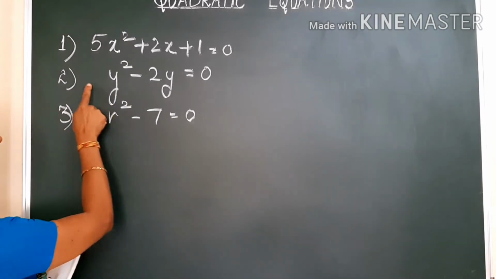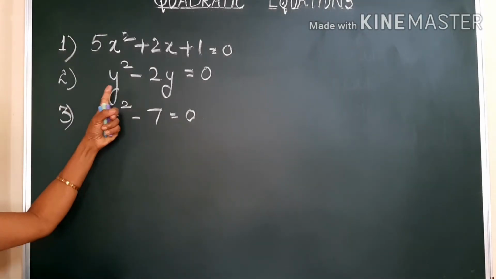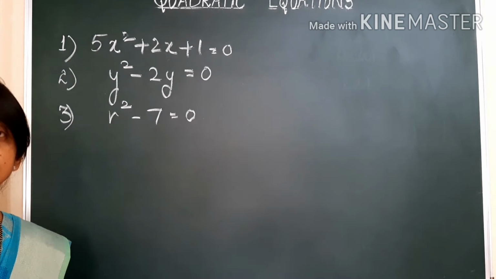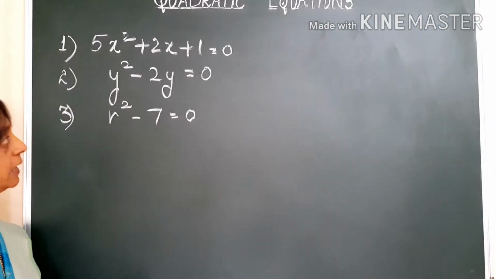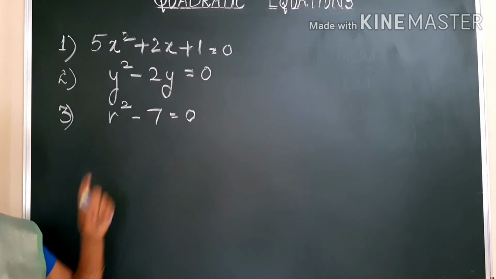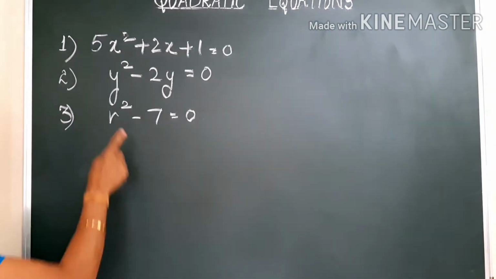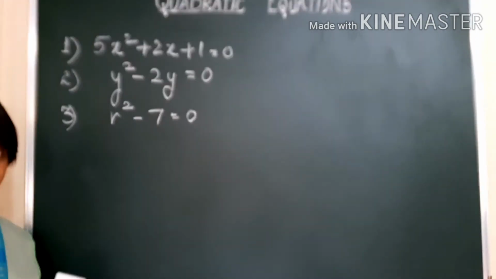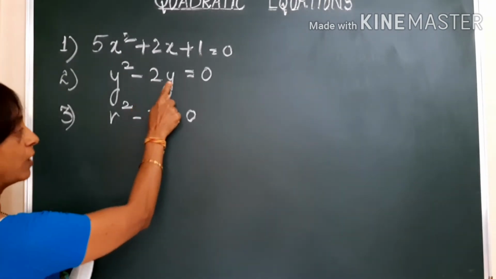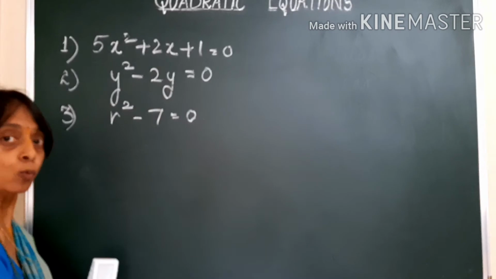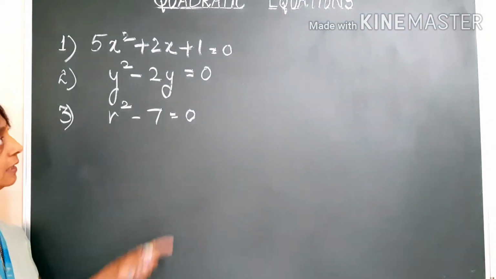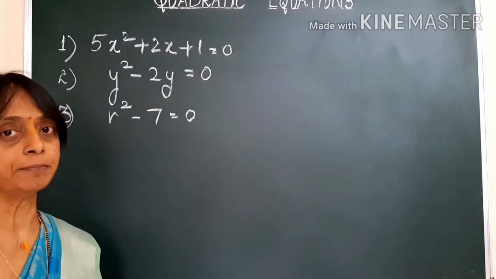Let's move on. See the second example. y squared minus 2y is equal to 0. In fact, this is also a quadratic equation. But you can see that the last term is missing. You have y raised to 2 as the first term, 2y as the second term. Over here, y is raised to 1. But what is missing? The third term is missing.